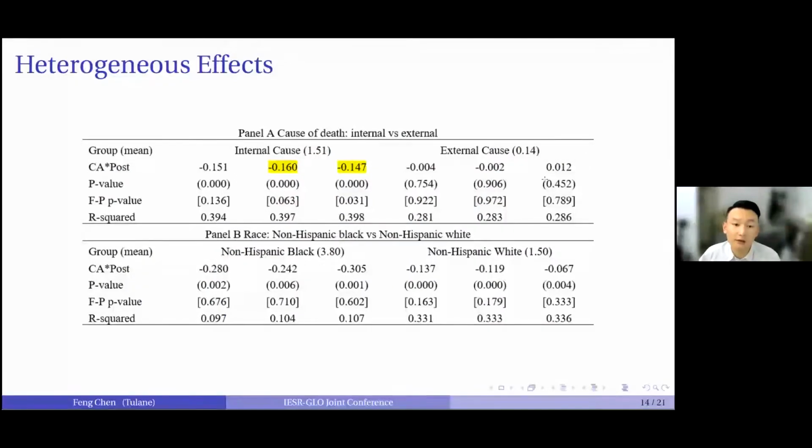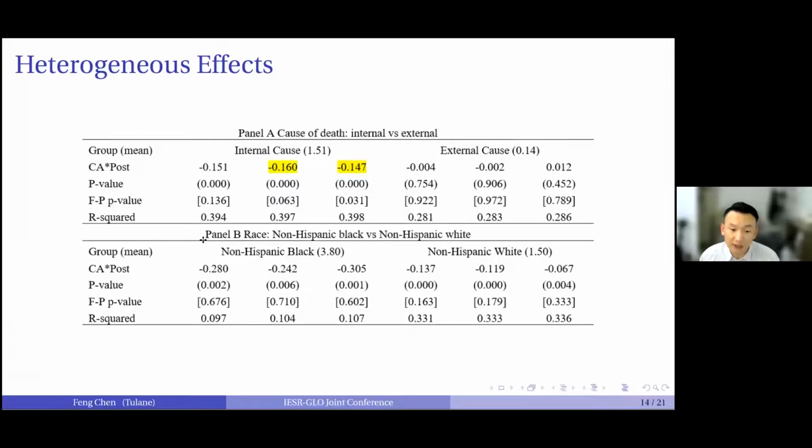I also did the heterogeneity analysis for subgroups. First, I followed the literature on infant mortality that divides infant deaths based on the causes of death. The internal causes are health-related reasons, and the external causes are things like accidents. Basically, the results are driven by health-related reasons rather than accidents.